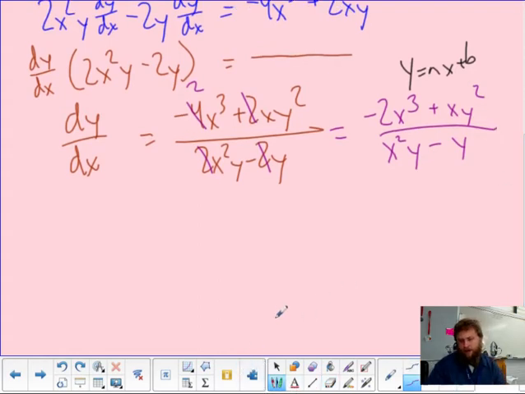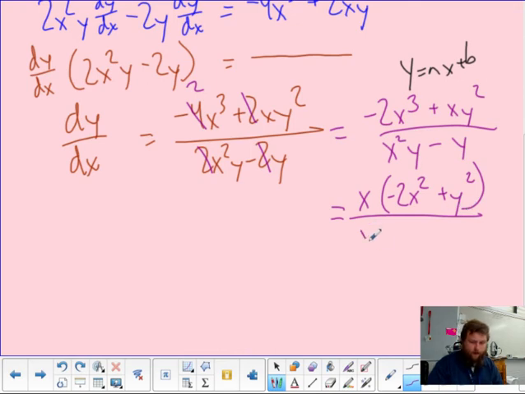All right, I had to backtrack a little bit. What I'm going to do right here is factor out an x on the top. So I get x times negative 2x squared plus y squared. And factor out a y on the bottom: y times x squared minus 1.